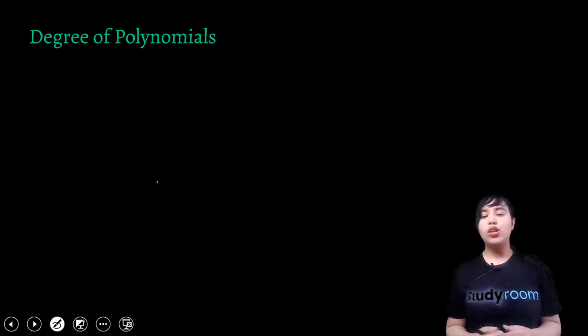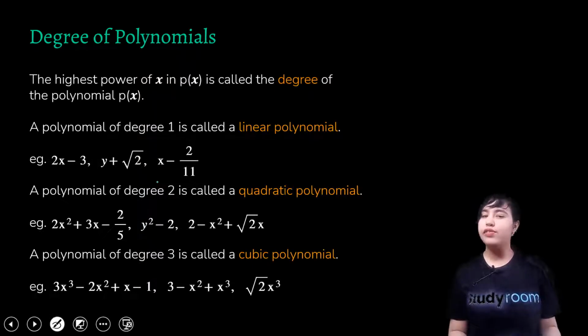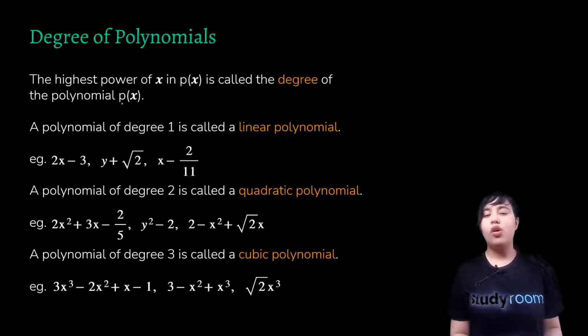Then we have a very important topic, which is degree of polynomials. Now, degree in algebra refers to the highest power of a variable. So if I give you a polynomial p of x, we just saw it means that it is a polynomial in the variable x. So here we look at the highest power, the highest exponent of this variable. Whatever is inside, that will tell you the degree of this polynomial.